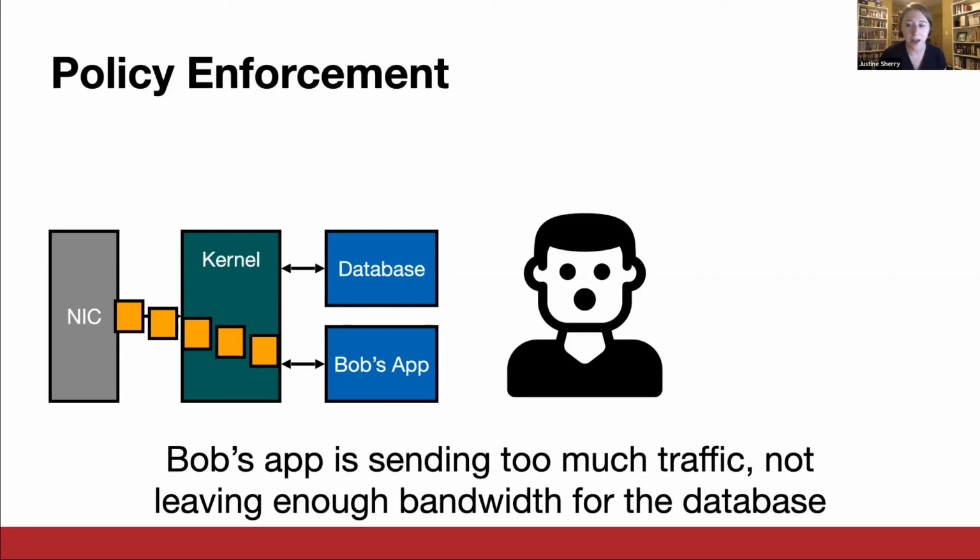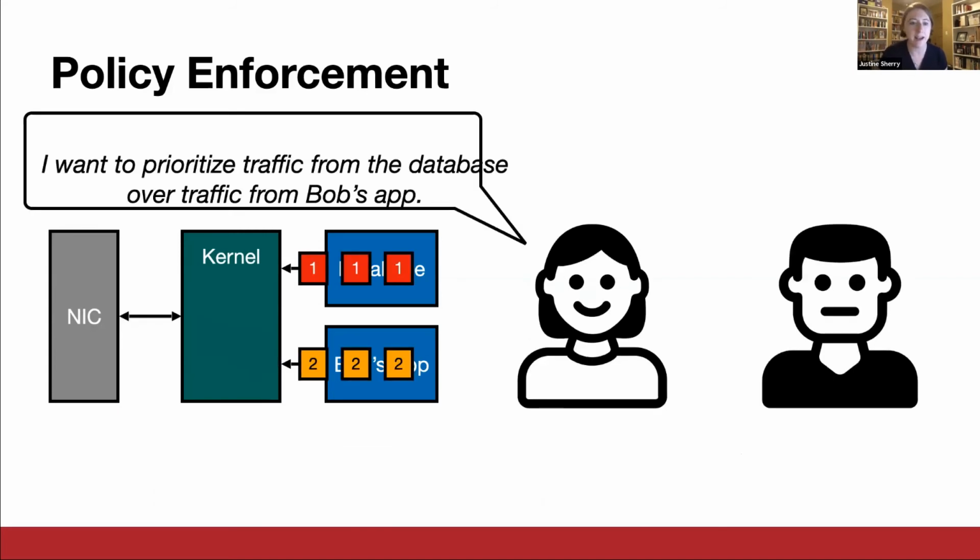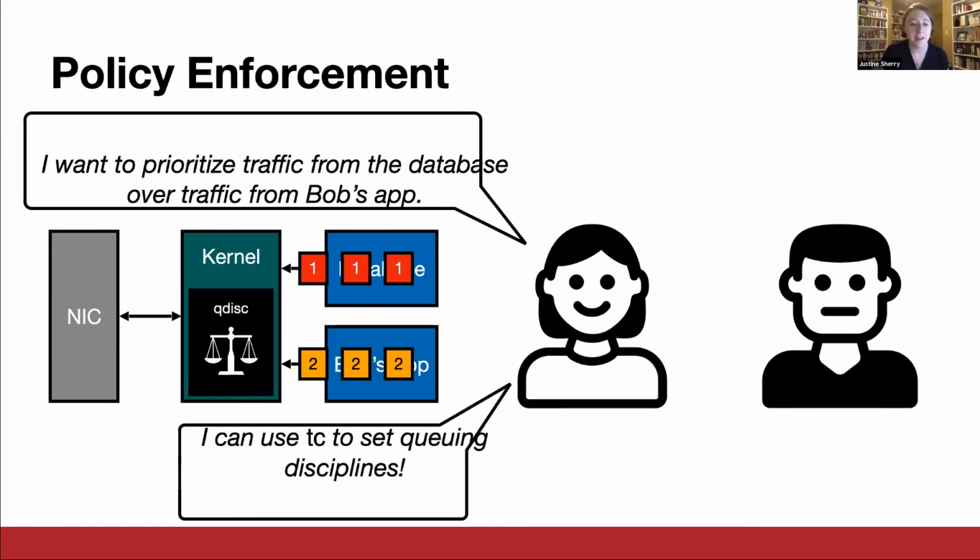And so what we can do in the traditional kernel world is Alice can come in and say, okay, kernel, I want you to prioritize traffic from the database over traffic from Bob's app. And so she can sandbox some of the networking performance for Bob's app to have a little bit of data going through, but ultimately the database is prioritized. The way that she does this is using a tool called TC, which is implemented using QDisc in the kernel. And this is baked-in default functionality that every administrator is used to applying in Linux.